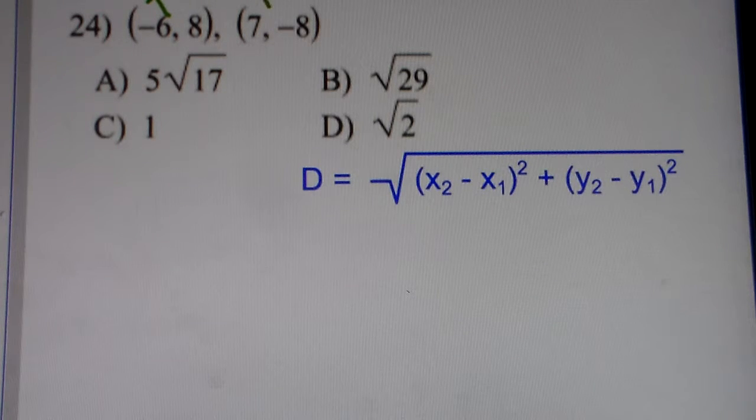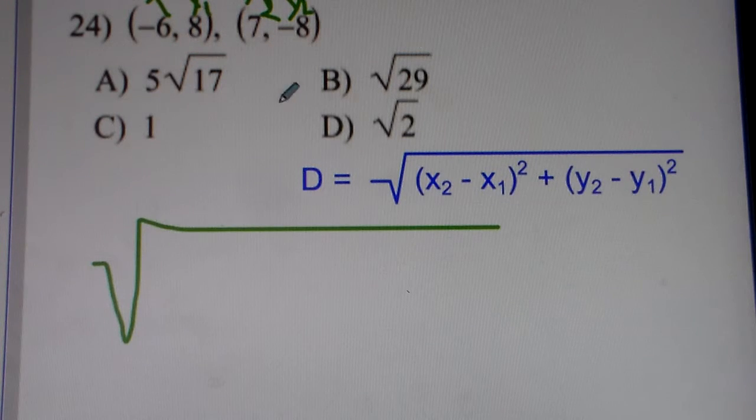x1, x2, y1, y2. So we plug them into our radical. x2 is 7, so 7 minus -6 gets you 13. 13 squared, 13 times 13, I believe, is 196. Oh, sorry, 169. So 169 plus, well, y2 minus y1, -8 minus 8 gets you -16.